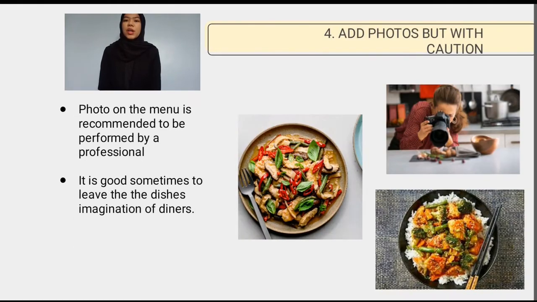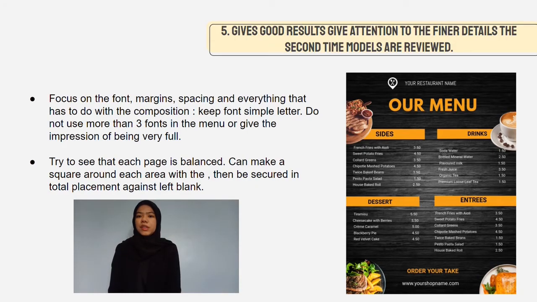Fourth, add photos with caution. Photos on the menu are recommended to be taken by a professional, and they help people to imagine the dish. For example, for the Rio Burger menu in McDonald's, they use an interesting photo that can attract people to buy it. Fifth, give a good result. Give attention to the final details.